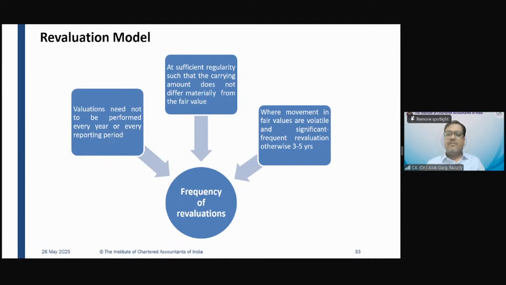So that exception for the same class of assets at the time of revaluation, is it only for intangible asset or for PPE also? For intangible asset, because intangible asset by nature is an asset which does not have a physical existence, right? So at times they don't have a fair value. Yes, and that is why the standard has categorically mentioned that.